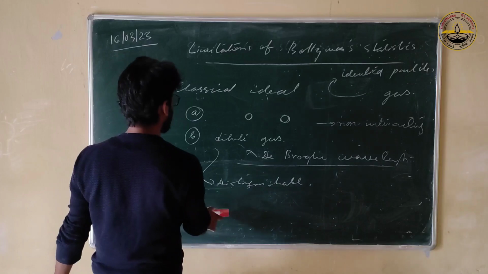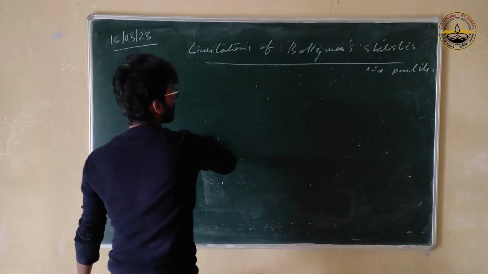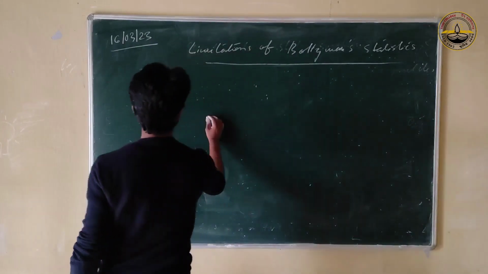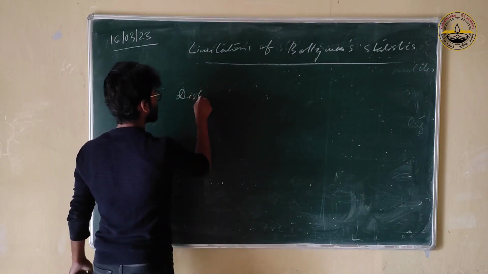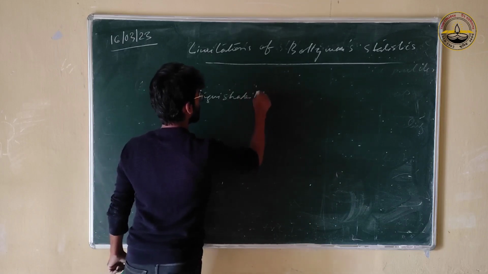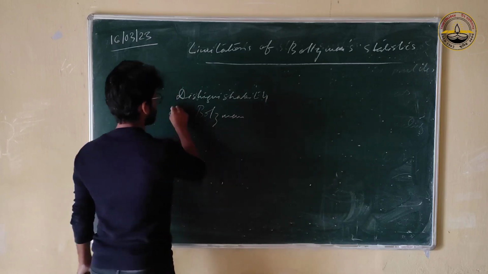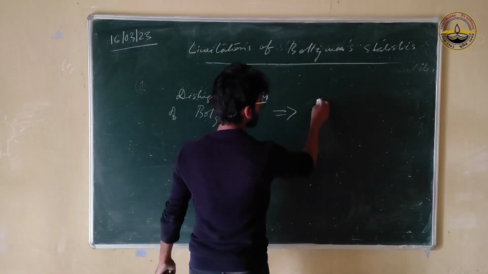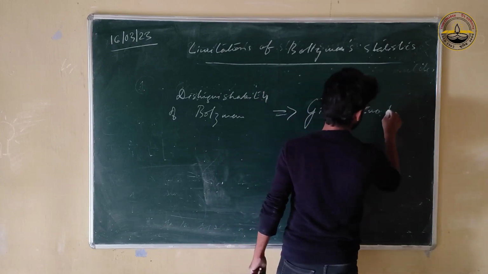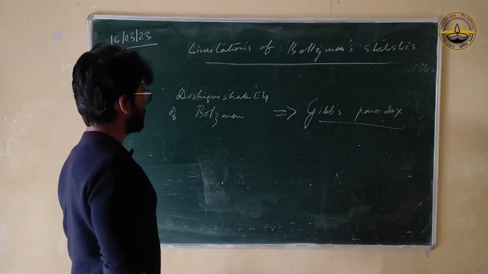But we have seen what happens when we take these particles to be distinguishable. We're confronted with Gibbs paradox. Distinguishability of Boltzmann implies Gibbs paradox. That is, the violation of second law of thermodynamics comes out.